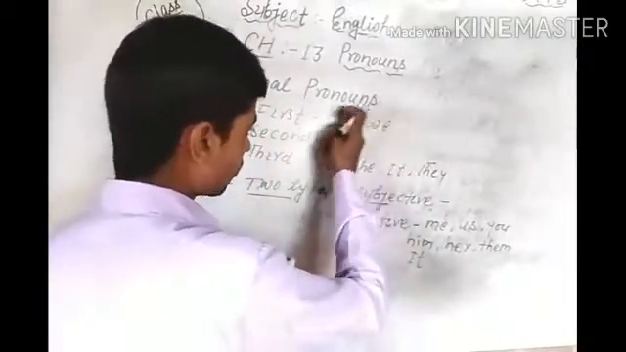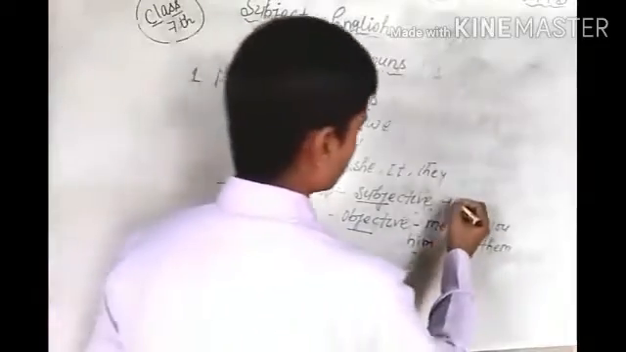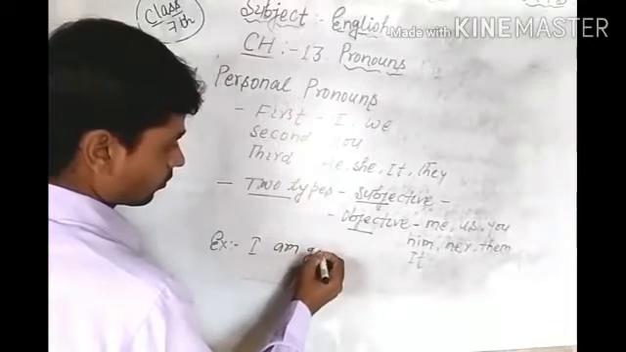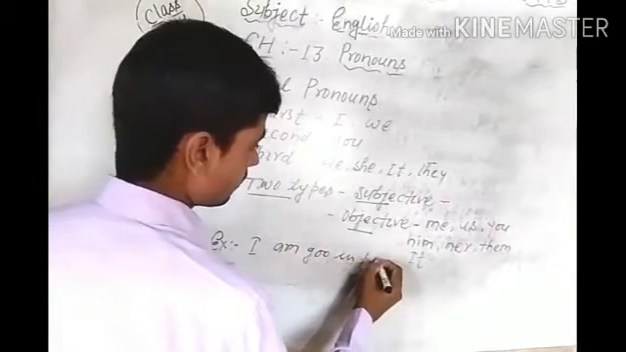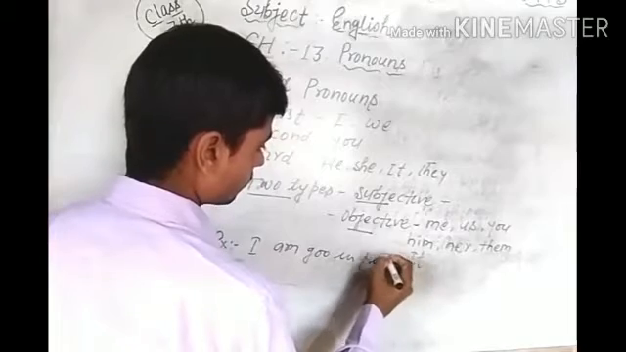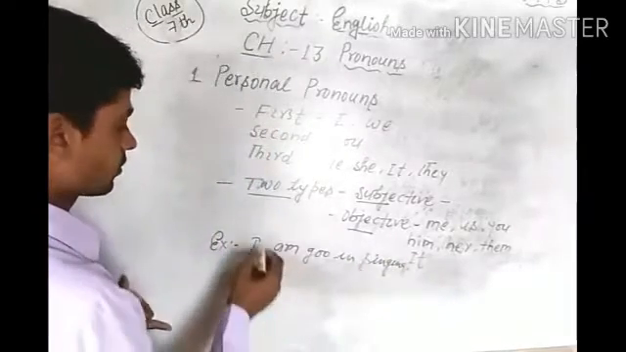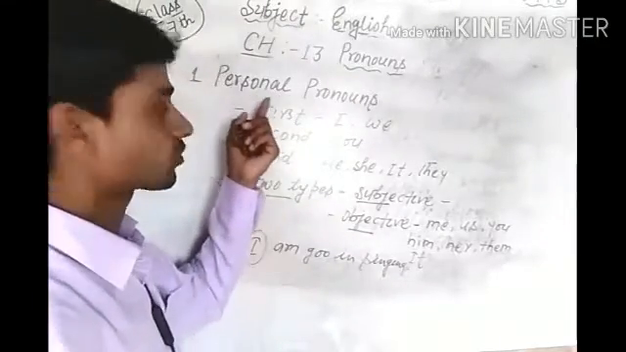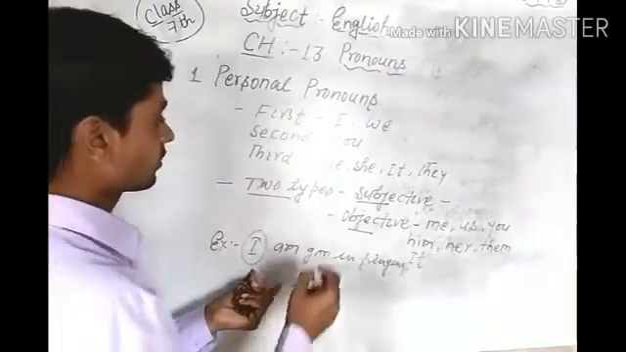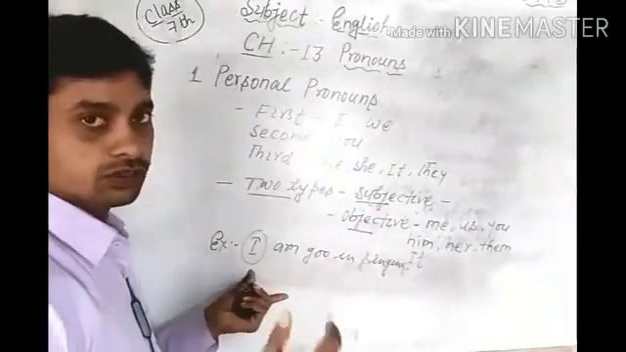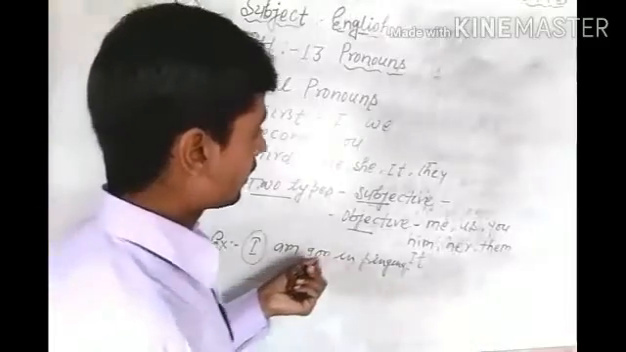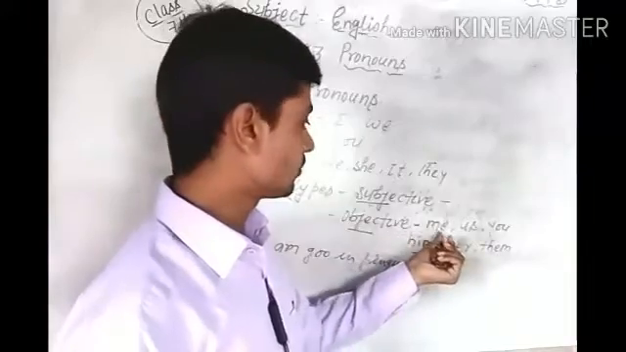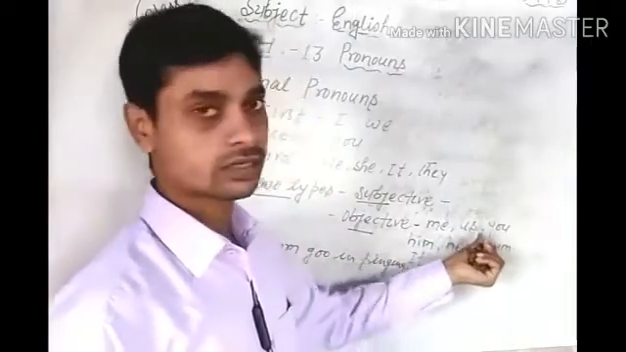Okay students, these words are used as subjective. Suppose that you have to use: I am good in singing. In this sentence, I is used, and I is a pronoun, a kind of personal pronoun, but here I is a subjective pronoun. I is used as the subject. Okay students, and some personal pronouns are used as objective pronouns, that is me, us, you, him, her, them.